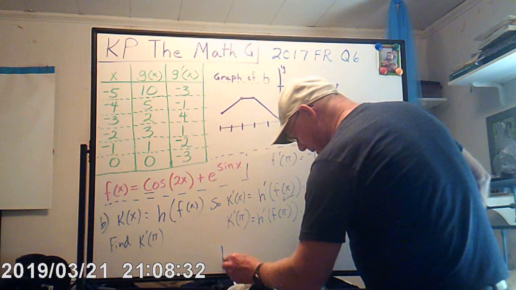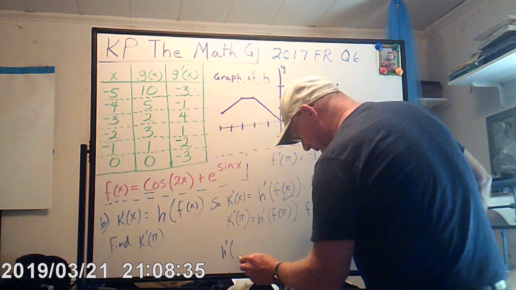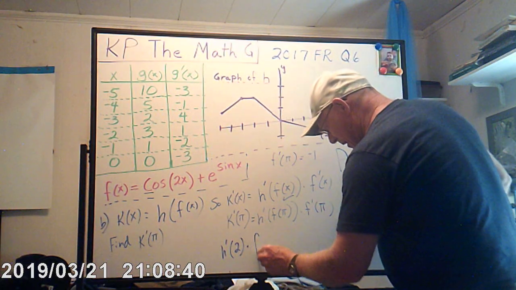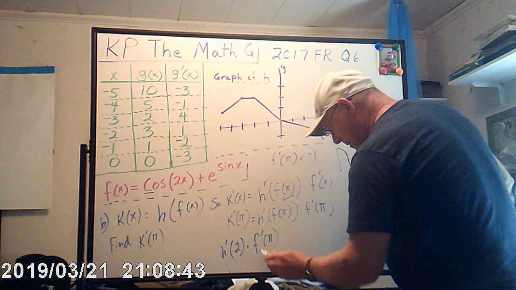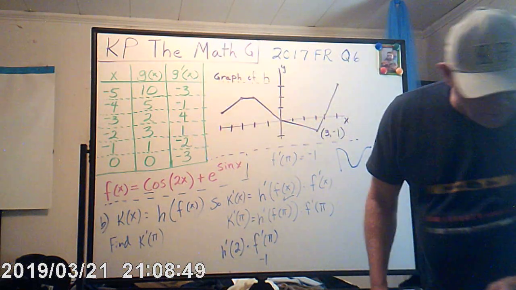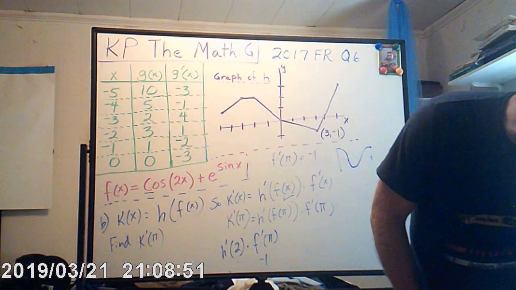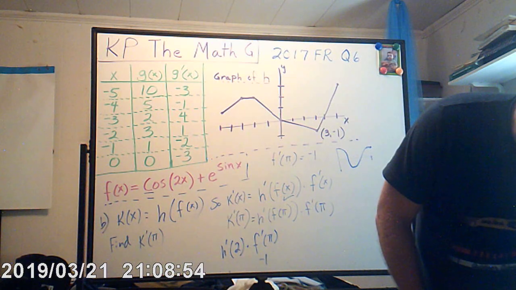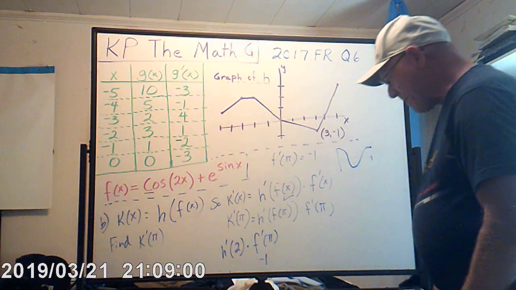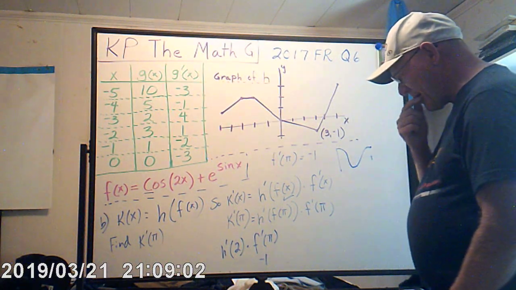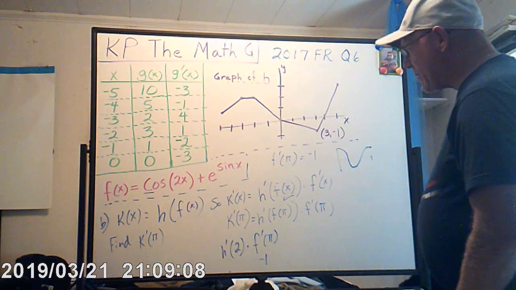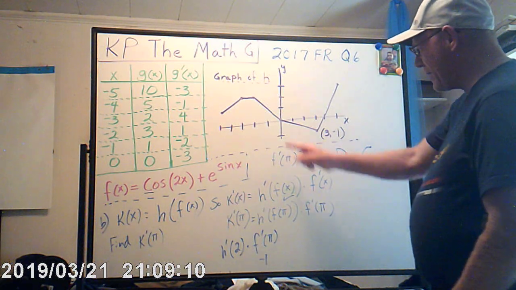So here we are, h prime at 2 times f prime at pi. Remember we found that to be -1 from the last problem. That was the slope of the tangent line. Anyway, you had to find that. I'm thinking that's correct. And then h prime at 2.